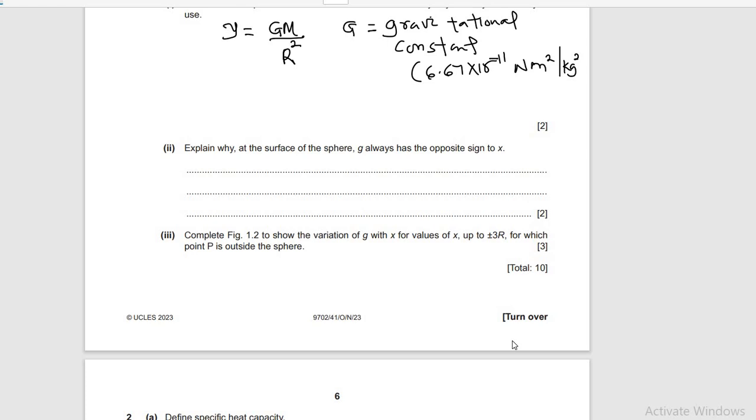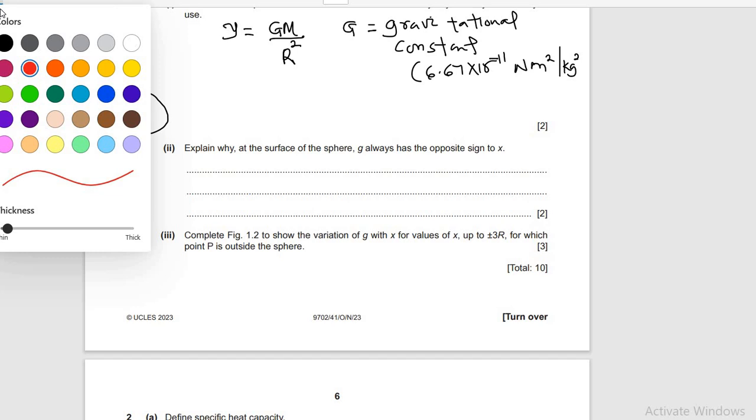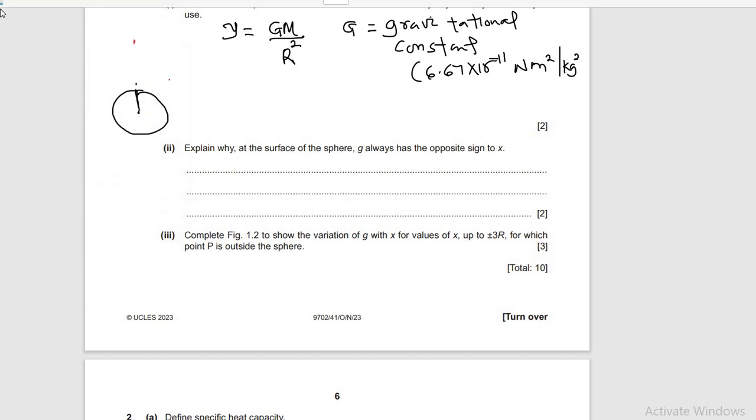Now explain why at the surface of the sphere, g always has opposite sign. Let me go back to my diagram. The radius of the sphere is from the center to the surface. It's increasing as we are going up. And don't forget that the gravitational field line is inward.